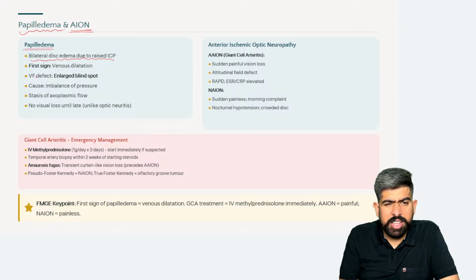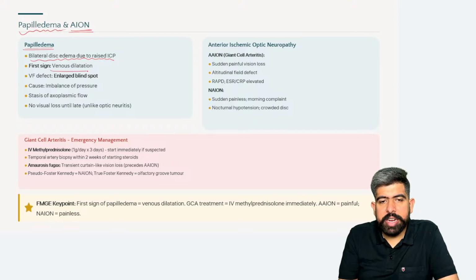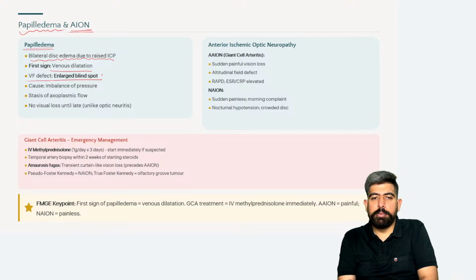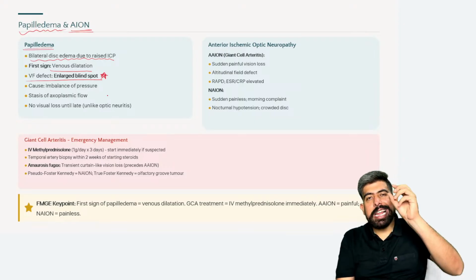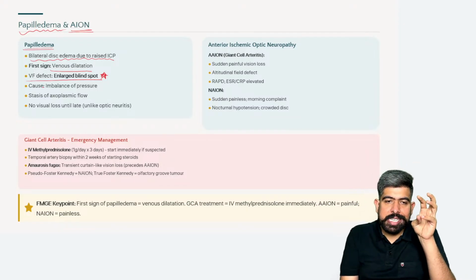The first sign is venous dilatation, and the visual field effect is enlargement of the blind spot. This is the feature we have to look for markedly. The patient has enlargement of the blind spot in these cases.